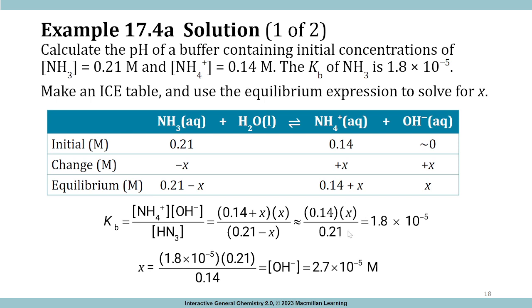0.14 over 0.21, and that's times x. Now, notice, by the way, that you could actually solve this down right here if you'd like. You could go 0.14 divided by 0.21, and then you could divide that number over. Okay? I just do it this way because it's easier to do with one step and not have people get confused. Right? So times 0.21 divided by 0.14, and that gives you this value right here. And that is going to be 2.7 times 10 to the negative 5 molarity for your OH minus concentration.